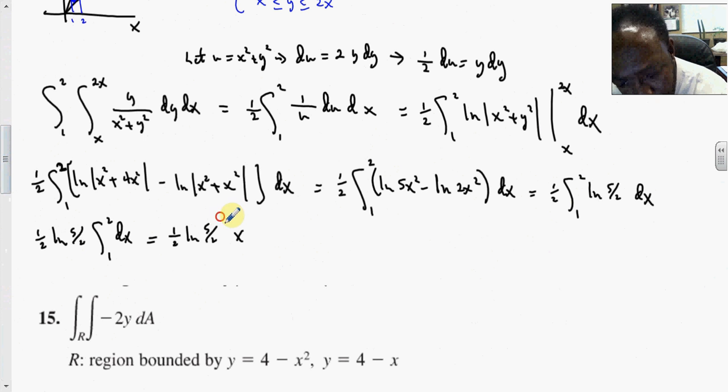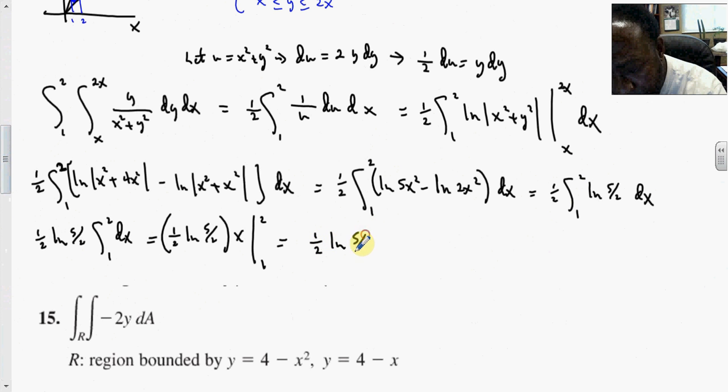That just gives us 1/2 times the natural log of 5 over 2 times x evaluated from 1 to 2, which is just 1. So our answer is 1/2 times the natural log of 5 over 2.